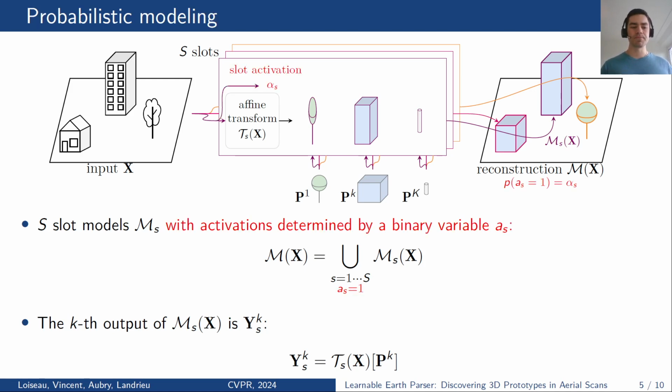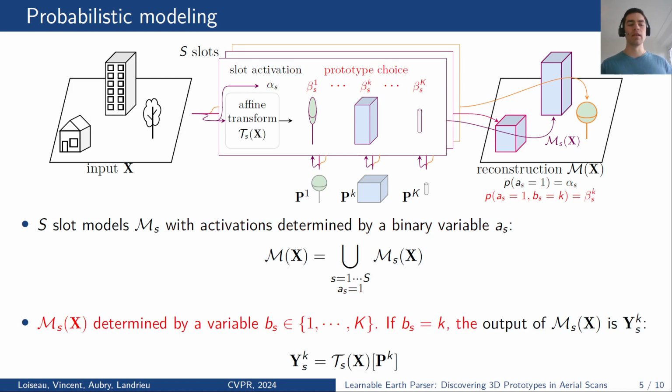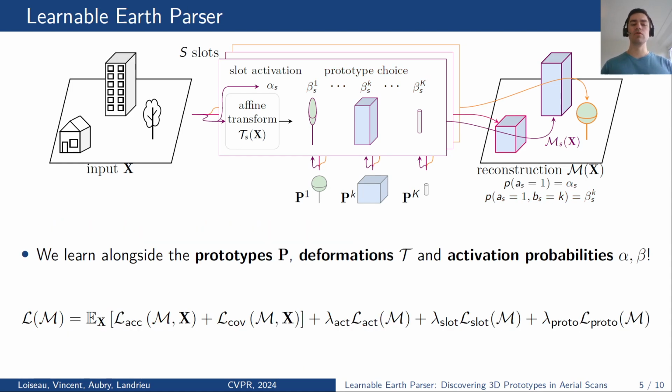To deal with this, we use a probabilistic modeling. Each slot is associated with an activation probability alpha S, which predicts whether the slot will be used in the reconstruction or not. Then, the prototype used for the slot S is determined by a random variable Bs. Finally, the complete reconstruction model is the union of the activated slots, where each slot outputs the deformed and posed selected prototype. Finally, we use a probabilistic modeling of the reconstruction loss with regularizations to ensure that we learn meaningful and accurate prototypes.